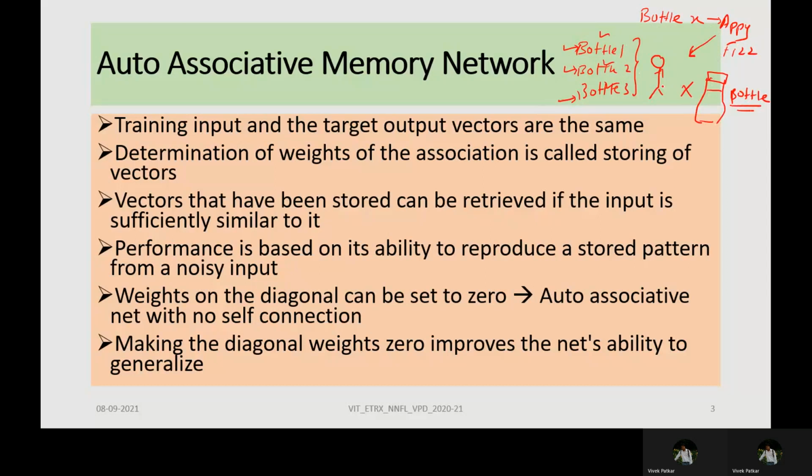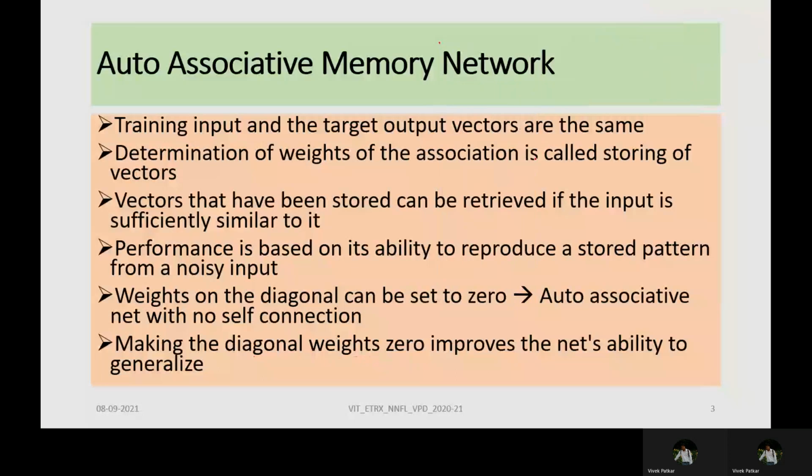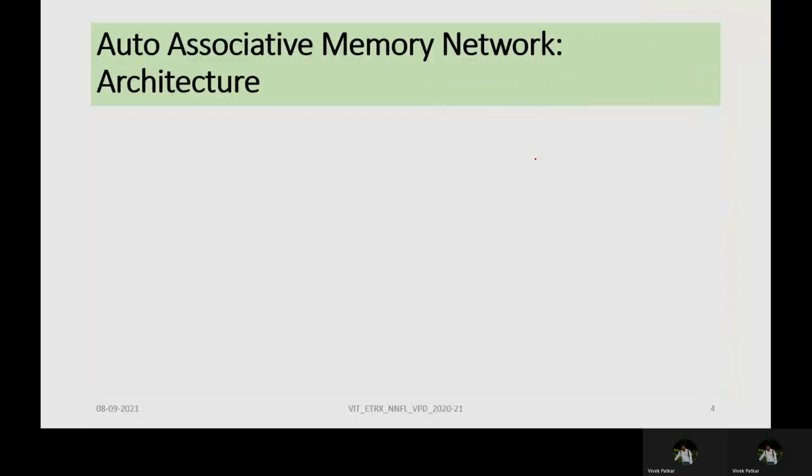This is called a non-generalized model. So we always desire that, with the examples we give, the model should become generalized. If we make the diagonal weight 0, the auto-associative network can better generalize. So neural network generalization is very, very important.